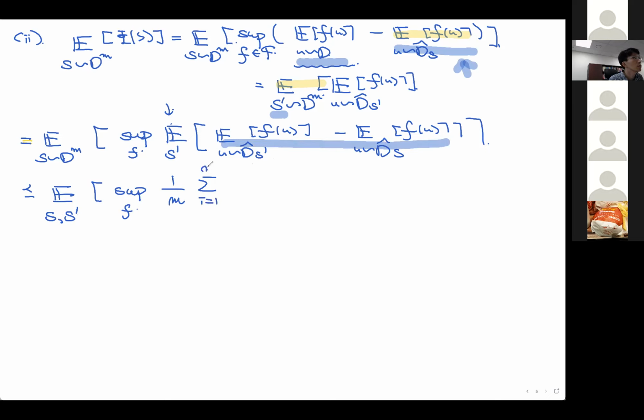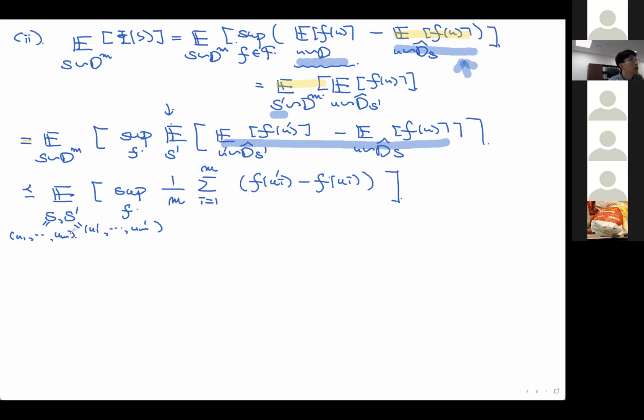f of ui prime minus f of ui. So it's prime here. The ui primes are from this S prime, so it's u1 prime to um prime, and the ui's are from S. Okay.